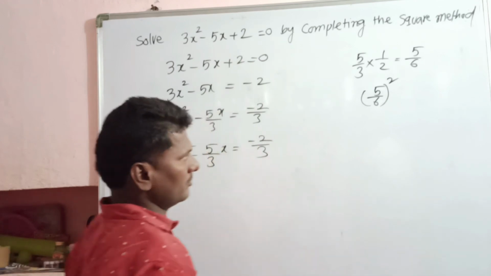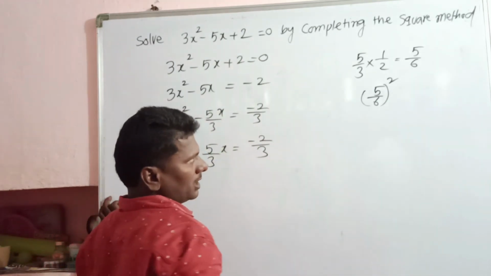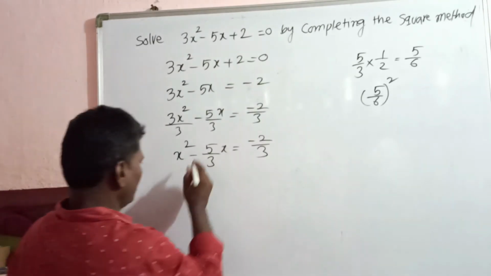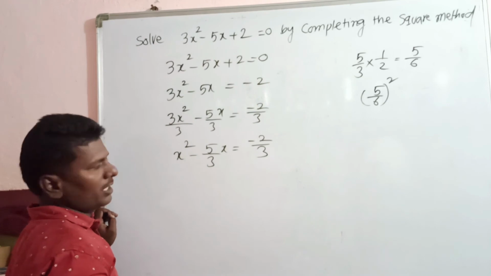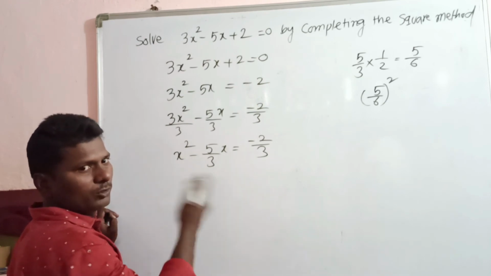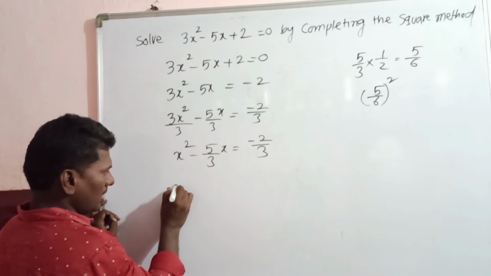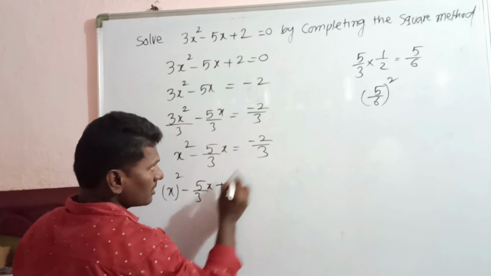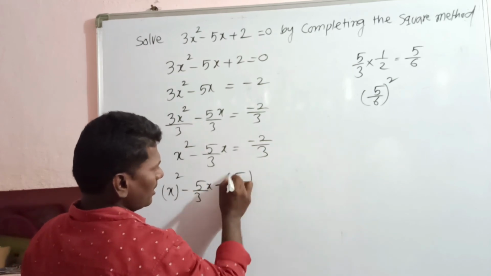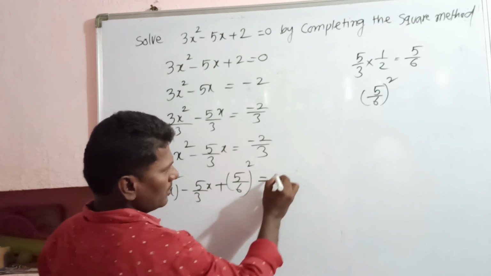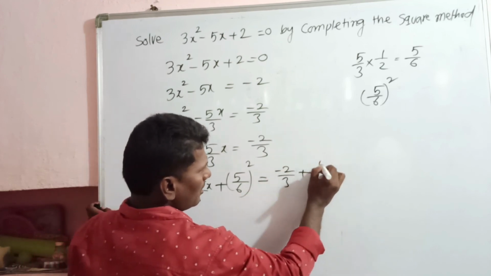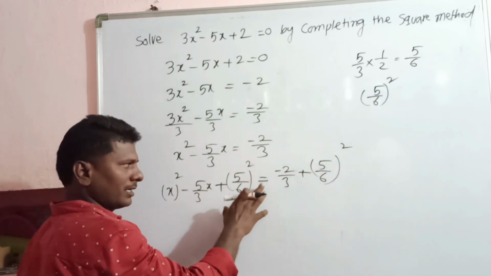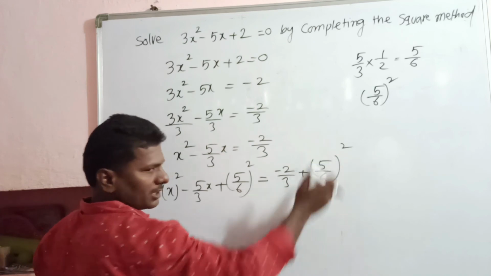Add this term, 5 by 6 whole square, to LHS and RHS. Now I am adding 5 by 6 whole square to this equation on both sides. So I get x² minus 5 by 3 x plus 5 by 6 whole square is equal to minus 2 by 3 plus 5 by 6 whole square. 5 by 6 whole square is added on the left side and right side.